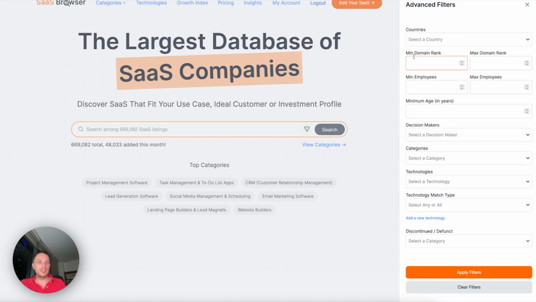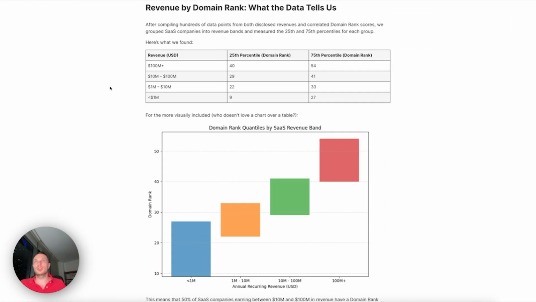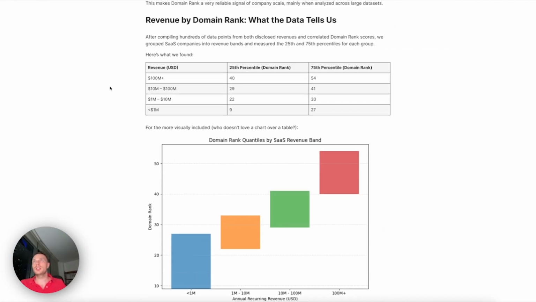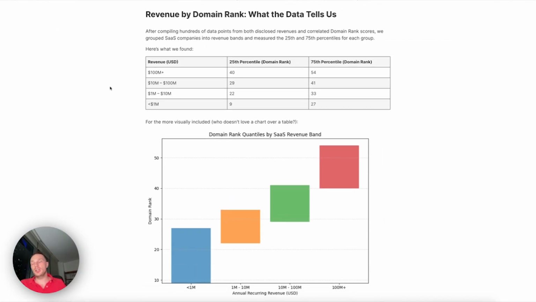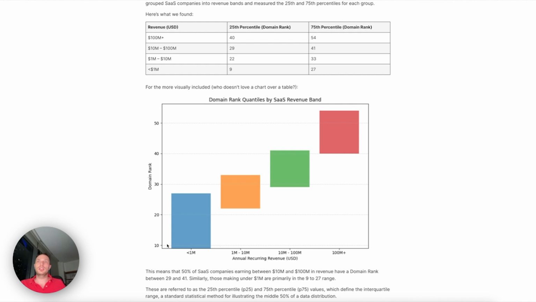Then we have min domain rank and also max domain rank. This is actually a pretty interesting metric because this gives us an overall score of 0 to 100 based on how authoritative their site is. And this is a very good metric for estimating revenue, which I just published a blog post on at insights.saasbrowser.com, and there's a very strong relationship between domain rank and the actual revenue of a SaaS, right? So as the domain rank increases, we can clearly see that there's a really strong relationship.